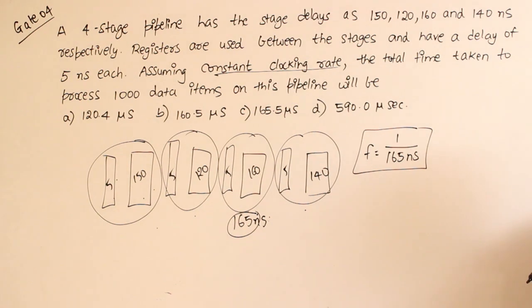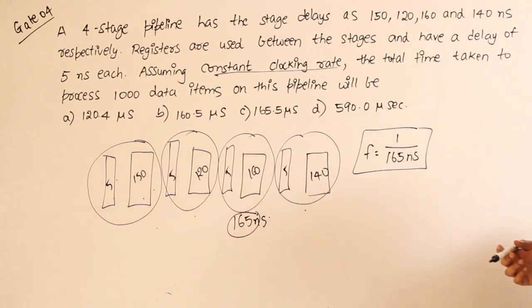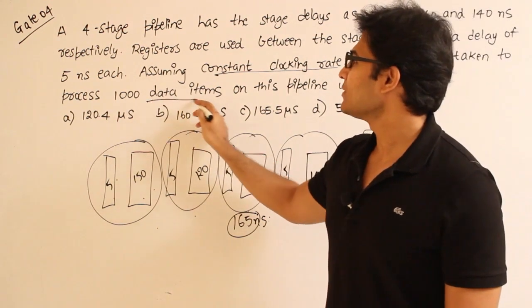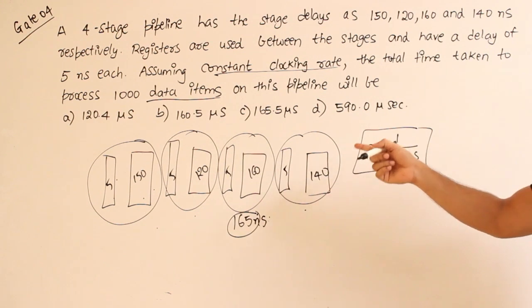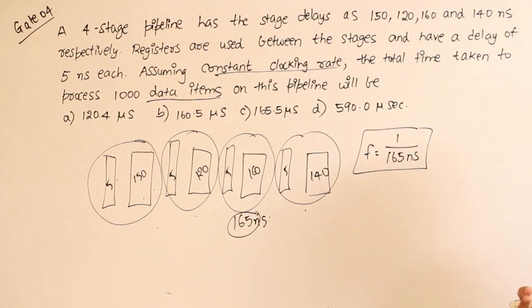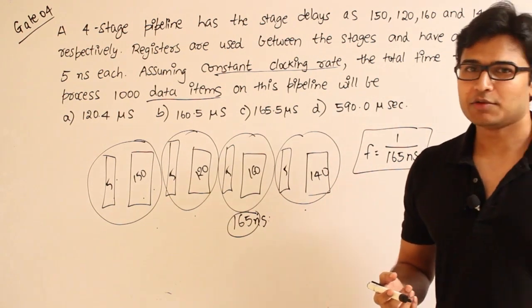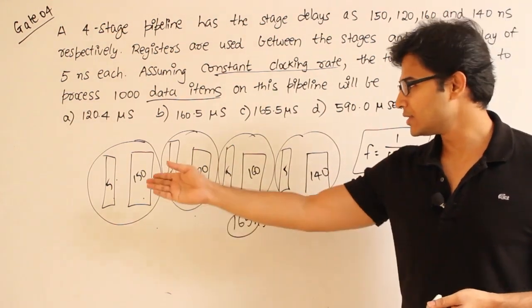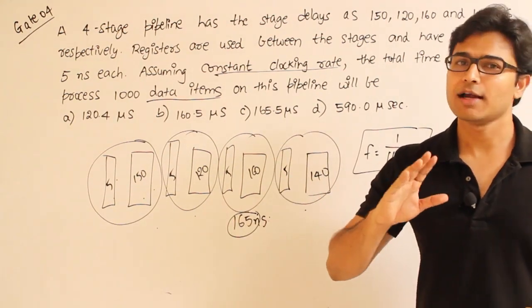And then the total time taken to process 1000 instructions, 1000 data items on this pipeline will be. It is actually a question about instructions only. It is not very sure whether they are talking about the instruction pipeline or the data pipeline. There is something called vector processing, which is not in the syllabus. We have only the instruction pipeline. But anyway, the concept is the same. Either you pass the data through the pipeline or you pass the instructions to the pipeline. Anyway, the ultimate result is the same.